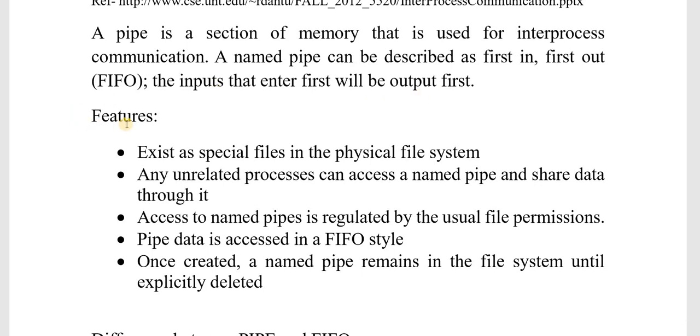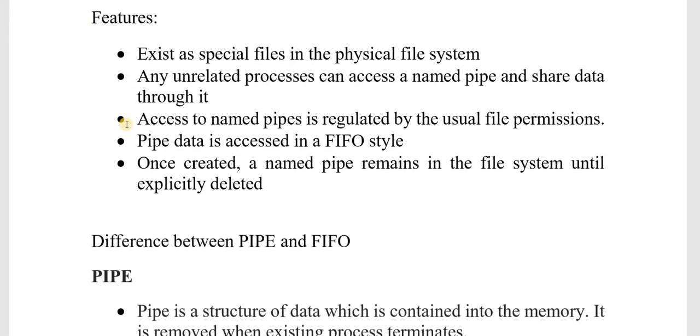Now let's see some of the features of the named pipe. It exists as a special file in the physical file system. Any unrelated processes can access a named pipe and share data through it. Access to named pipes is regulated by the usual file permissions. Pipe data is accessed in the FIFO style. Once a named pipe is created, it remains in the file system until it is explicitly deleted.